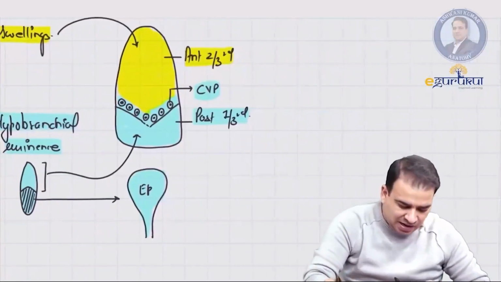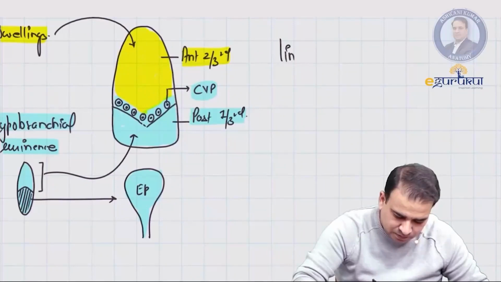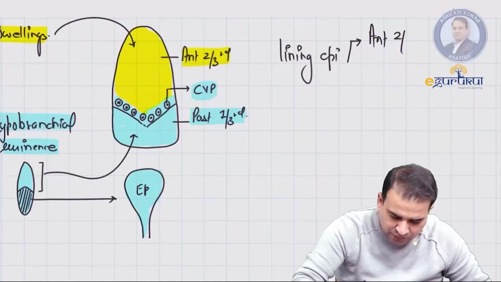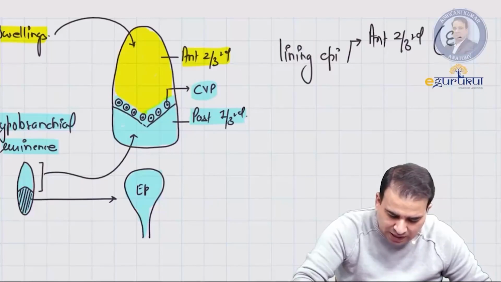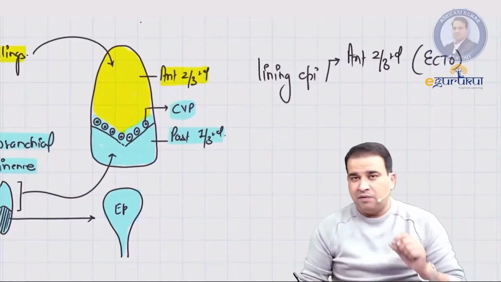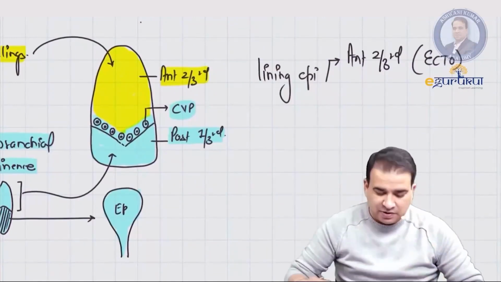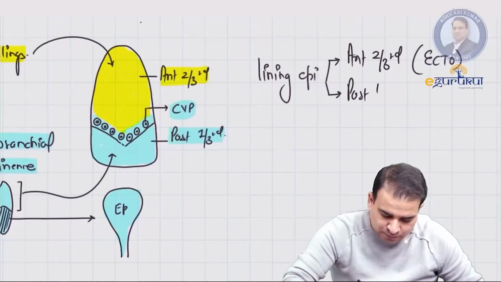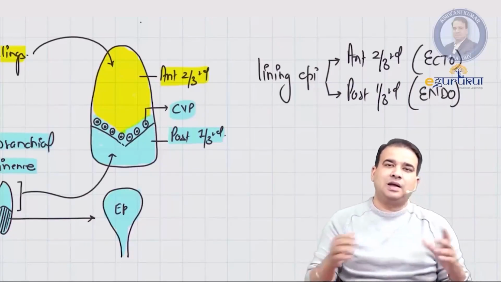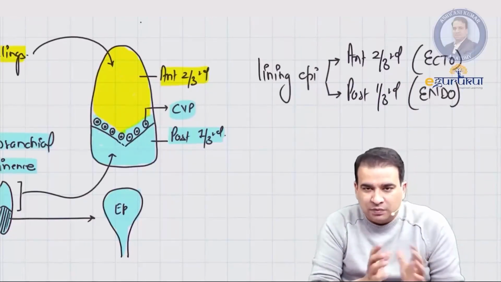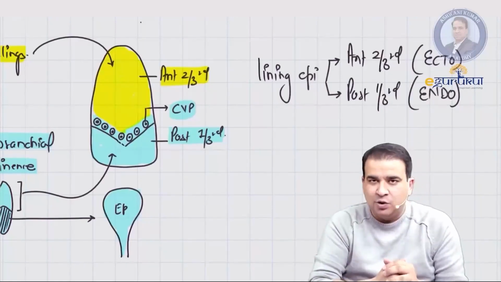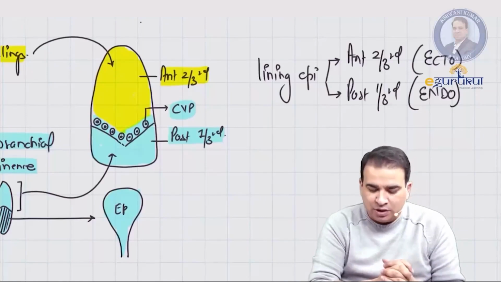That is why the lining epithelium of anterior 2/3 of tongue, that has to be ectodermal. Lining epithelium of anterior 2/3 of tongue is ectodermal because first arch is covered with the ectoderm. Whereas the rest of the pharyngeal arches are covered with the endoderm. So the posterior 1/3 of the tongue, the lining epithelium is the usual endodermal which is there inside all the pharyngeal arches. So there's something very unique about this lining epithelium of tongue, that anterior 2/3 is ectodermal and posterior 1/3 is endodermal. That's because the first arch is covered with ectoderm on each side.